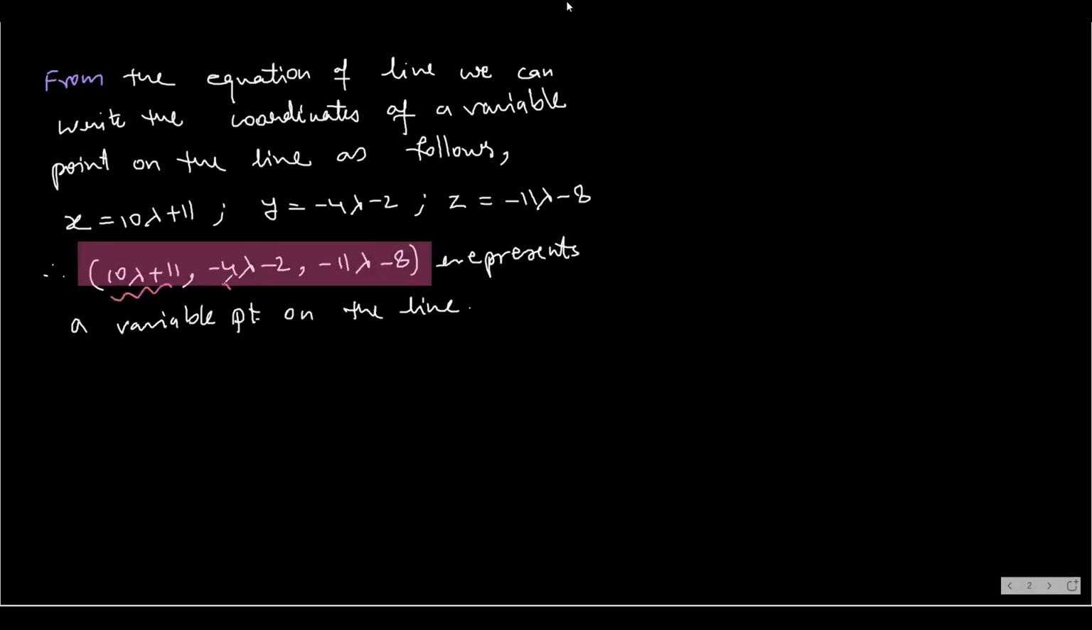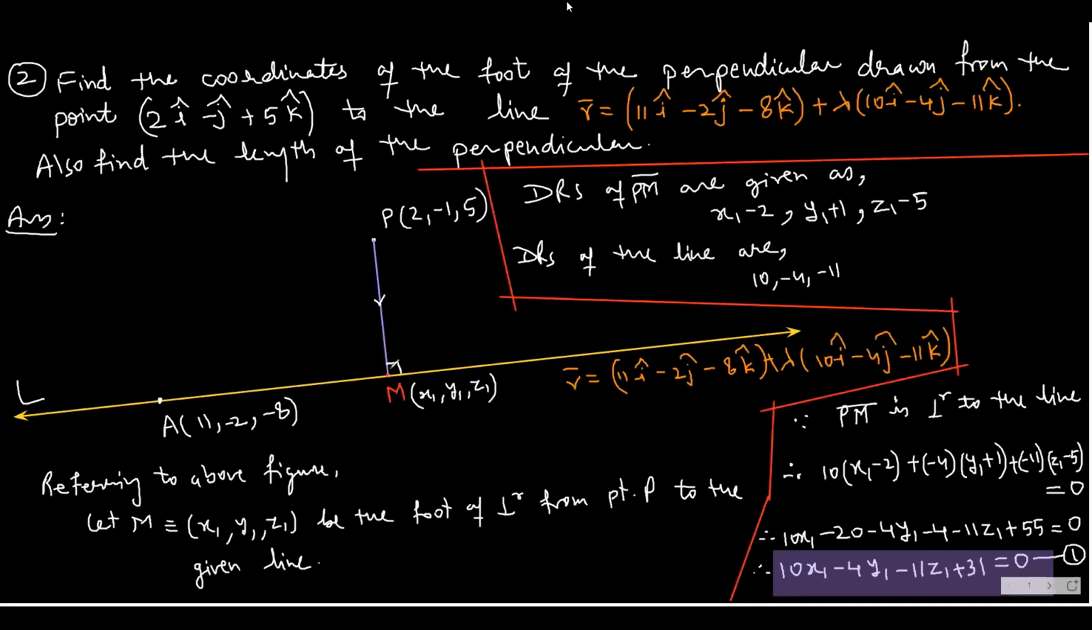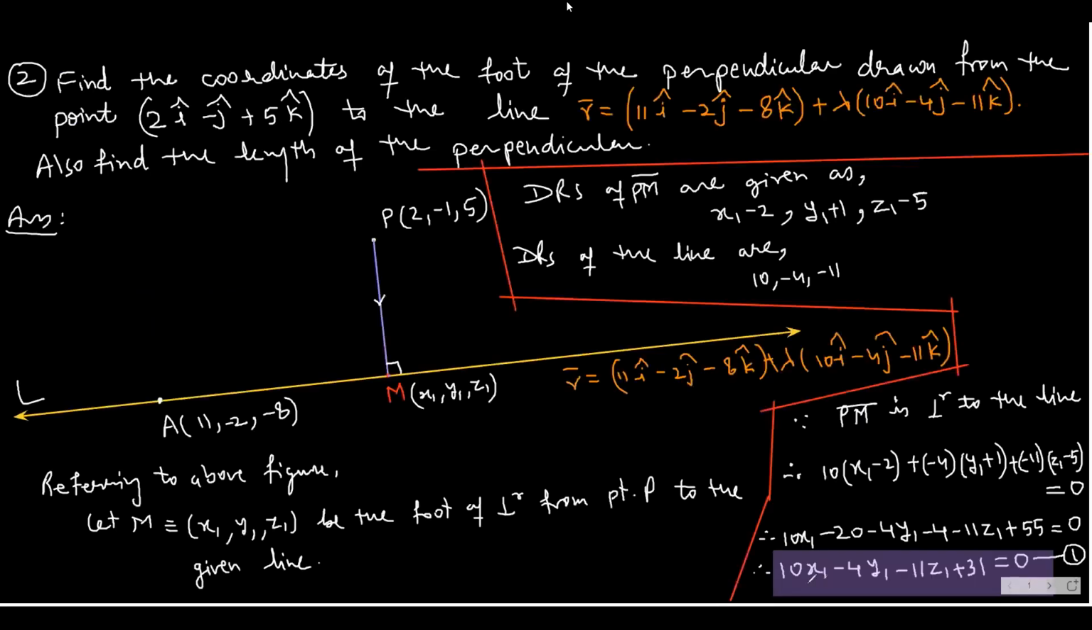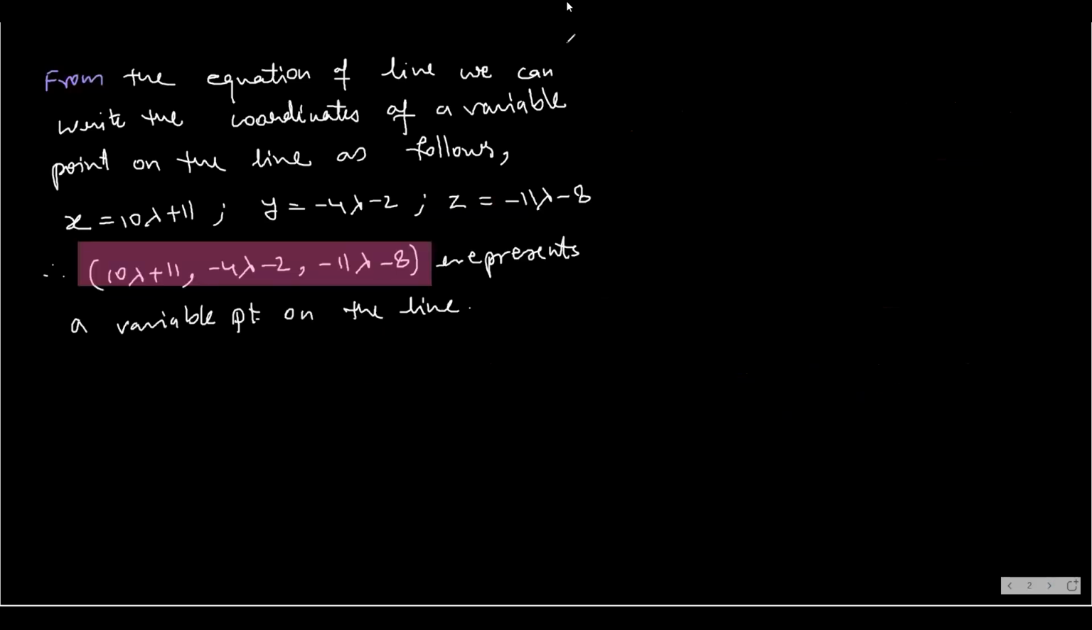Can this be x1, y1 and z1? Yes, this can also be x1, y1, z1 because M is also one of the points on the line. M is nothing but a point on the line. But remember, if this variable point represents the coordinates of point M, then they must also satisfy this equation which we got for M. So what will be the next step?